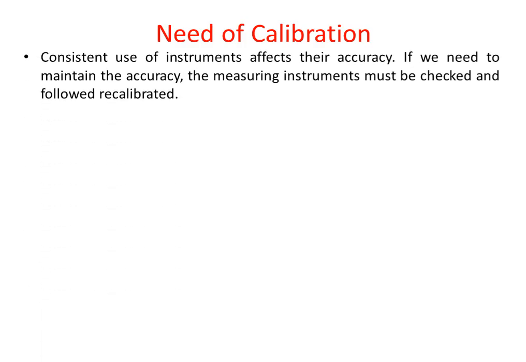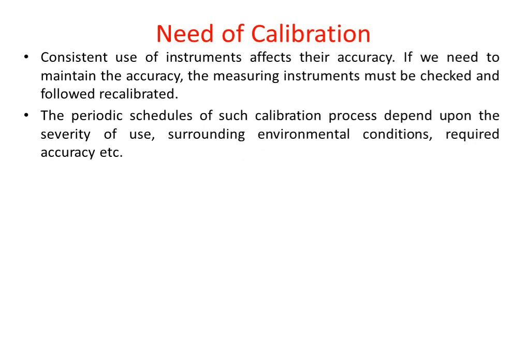So what is the need of calibration? So we know that various measuring instruments we are using there in laboratories and in day-to-day life. The consistent use of instrument affects their accuracy. If we need to maintain the accuracy, the measuring instruments must be checked and recalibrated. If we are not maintaining the accuracy of measuring instruments, then we will always get wrong results and there will be a loss of the various parameters as well as money in the process of measurement.